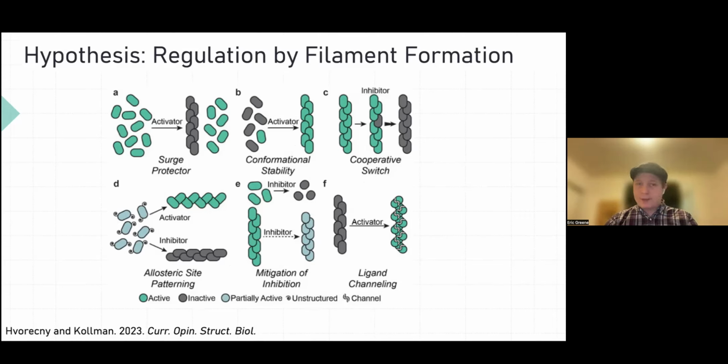And the other important aspect of metabolic enzyme filamentation is that it's fast. So you don't need to synthesize or degrade any new proteins. It's all the same proteins that are in the cell that can come together, fall apart, change their conformation all very quickly to tune activity.